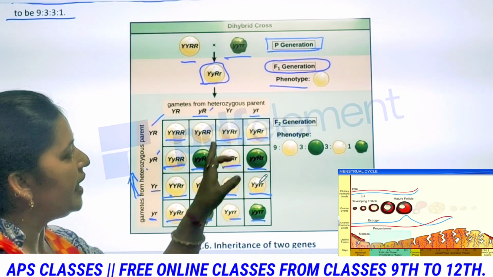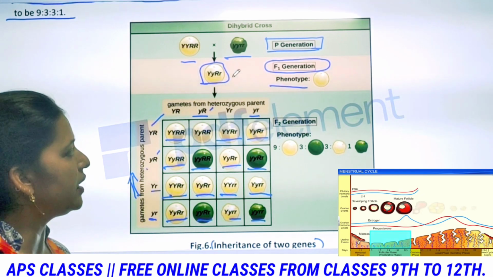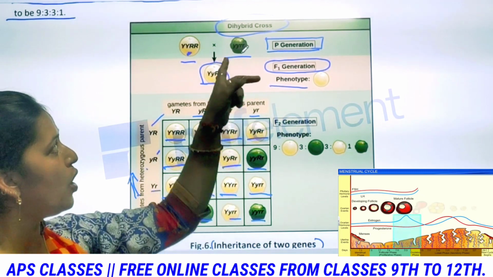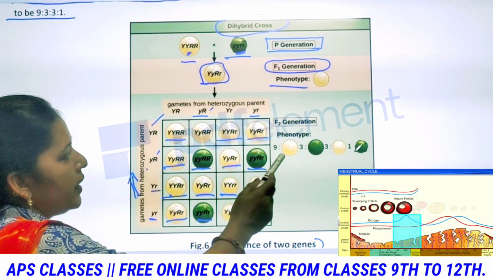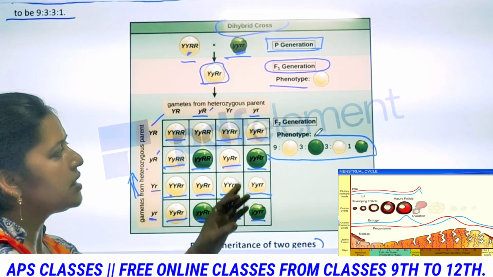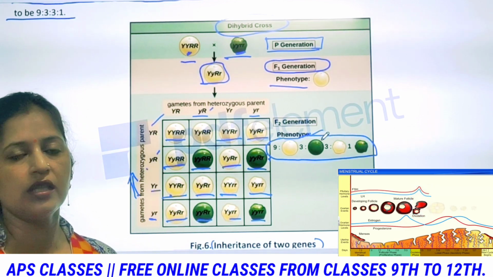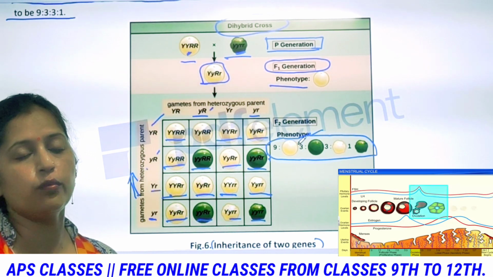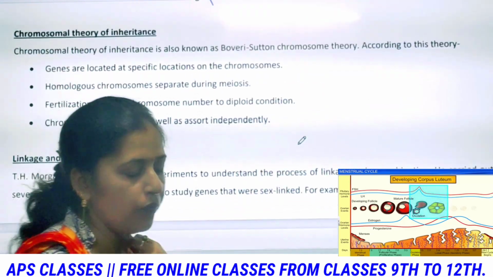So this is the inheritance of the two genes, the dihybrid cross between the two parents, capital YY capital RR and small yy small rr. The ratio that formed is 9:3:3:1. And these are the phenotypes formed after the dihybrid cross between the two parents, and the outcoming ratio is found to be 9:3:3:1.